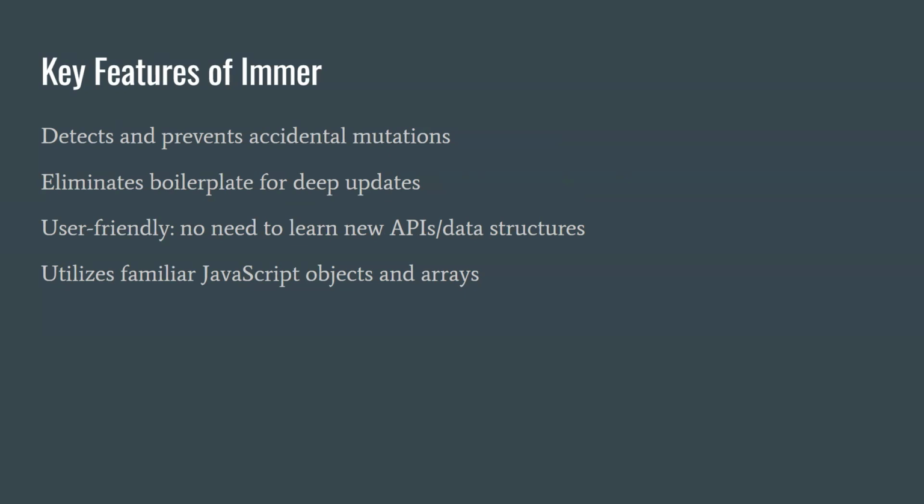So instead of manually cloning objects at every level, you work with a draft state, and Immer handles the rest. And lastly, Immer is user-friendly, so it doesn't require any special APIs or data structures. It just uses plain JavaScript.